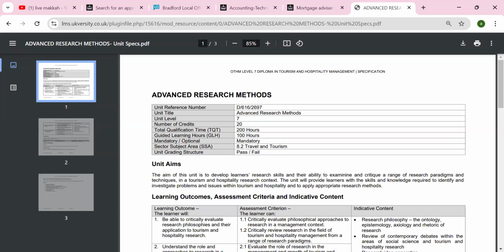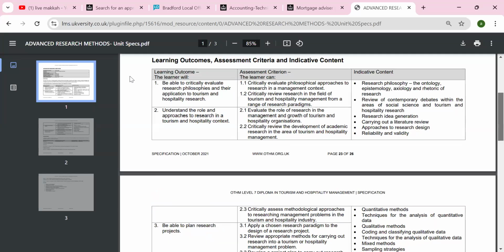If we look at the unit specification, each lesson will go through one LO. I'll send you all the relevant resources at the end. First, this LO is about being able to critically evaluate the research philosophies in the travel and tourism industry. We can look at the research onion model, which we'll discuss in a minute.